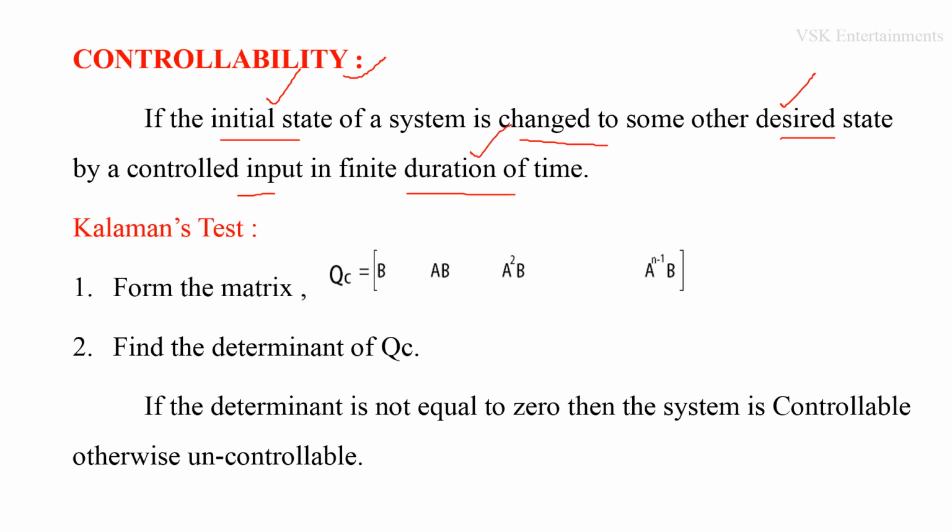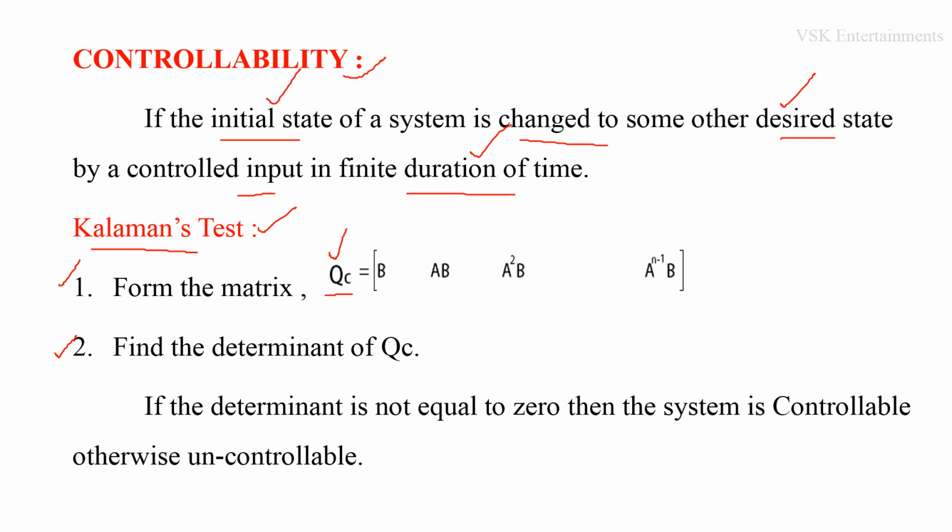For finding the controllability of a system, we have one method or one test, that is Kalman's test. To find whether the given system is controllable or not using Kalman's test, we have two steps. In the first step, we find the controllability test matrix. Here QC is the controllability test matrix.